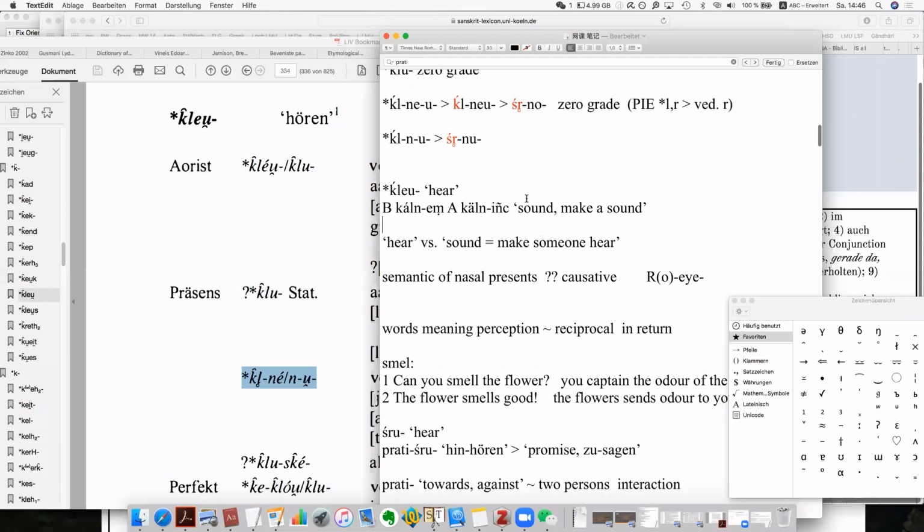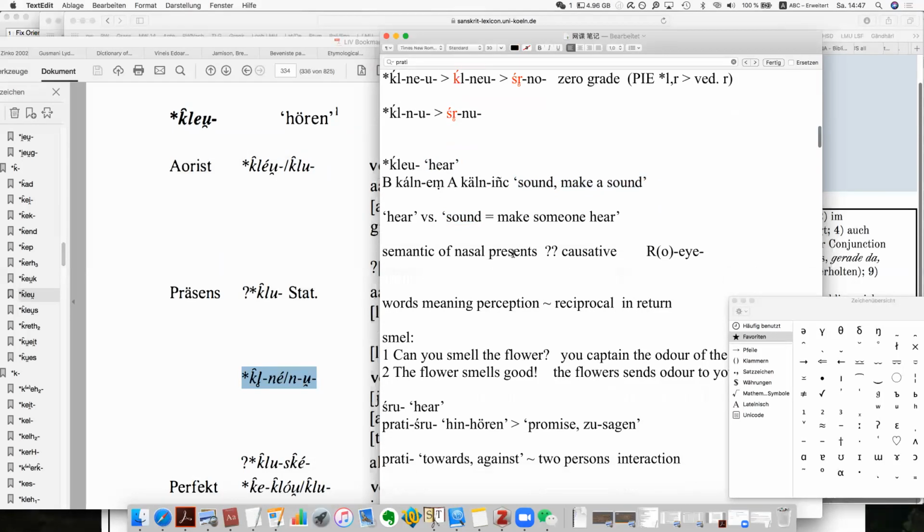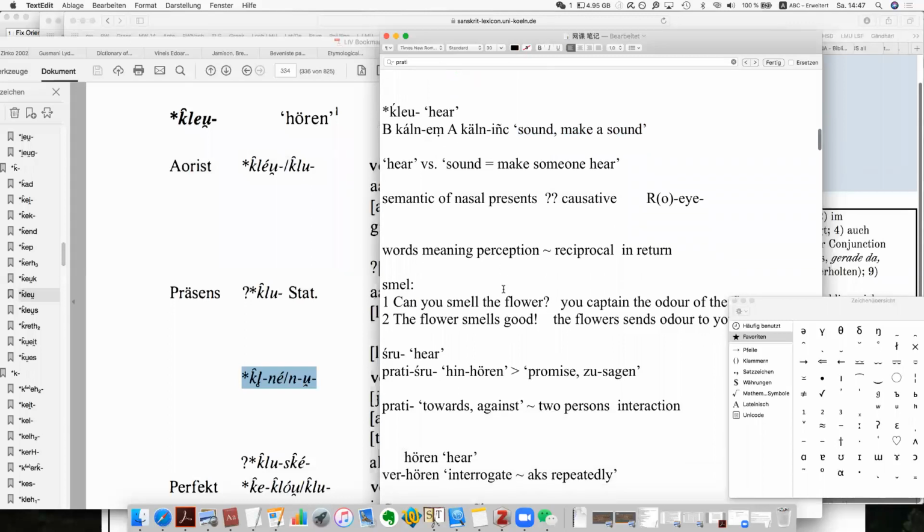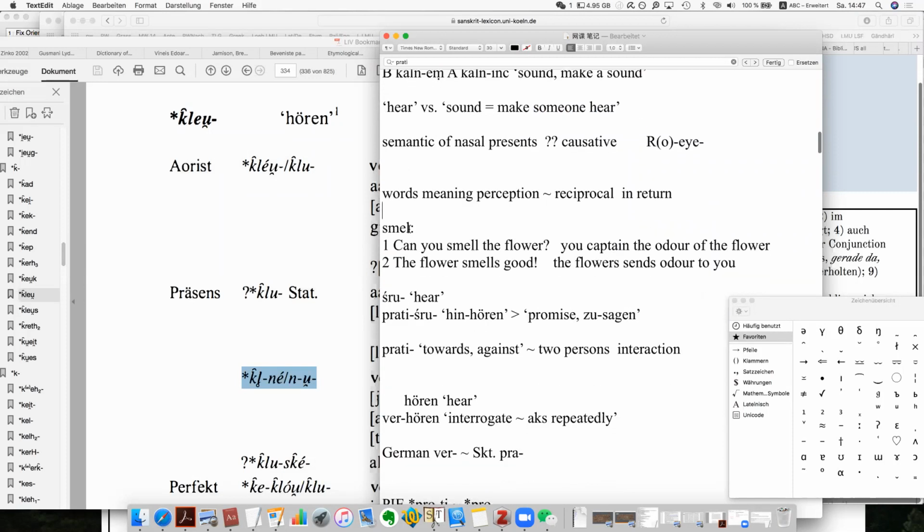Actually, the meaning of the Tocharian verb is "sound, make a sound." It's different from here, right? Why? Because "sound" actually means "make someone hear," and this causative semantic comes from the nasal present. Okay. And then we have another piece of information, namely "smell."